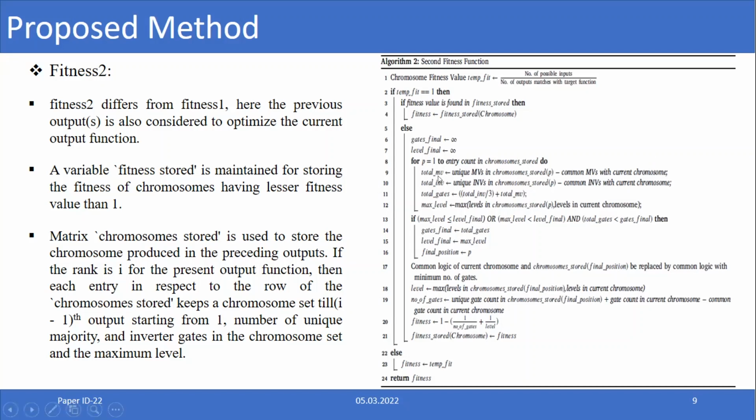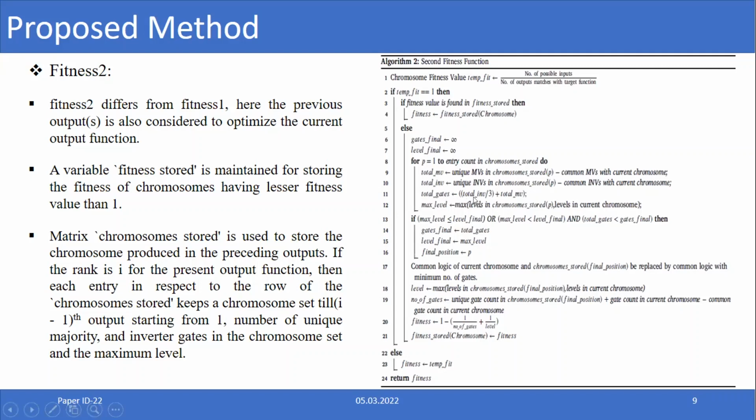Next, in total majority voter, MV stands for majority voter. For total majority voter, I have assigned the value of the difference between the unique majority voters in the chromosome stored P and the common majority voters of the current chromosome. Here, unique majority voters in chromosome stored P means the last chromosome. Again, if I take the same example, if the current chromosome is I, then I will take the number of majority voters for the I minus 1 chromosome. And here the common majority voters means the common majority voters of the current chromosome and the previous chromosome. In the same way, I have counted the total inverter and total level.